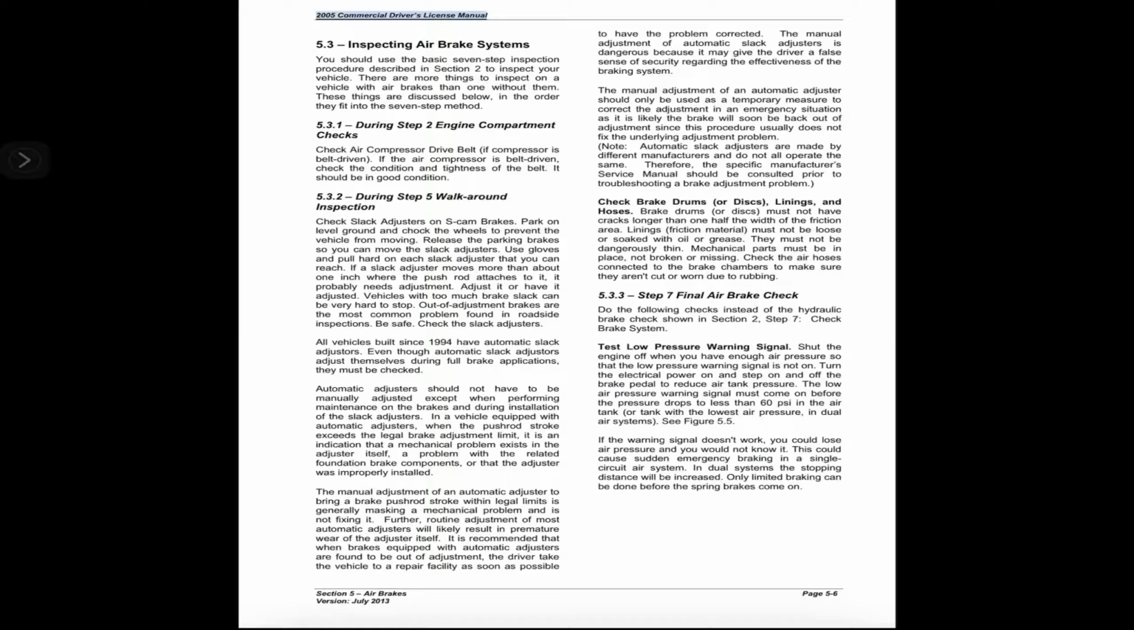Page 5-5. 2005 Commercial Driver's License Manual. 5.3 Inspecting air brake systems. You should use the basic 7-step inspection procedure described in Section 2 to inspect your vehicle. There are more things to inspect on a vehicle with air brakes than one without them. These things are discussed below, in the order they fit into the 7-step method. 5.3.1 During Step 2, engine compartment checks, check the air compressor drive belt. If the air compressor is belt-driven, check the condition and tightness of the belt. It should be in good condition.